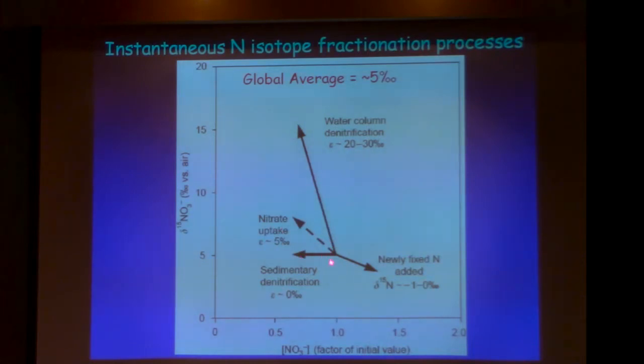Sedimentary denitrification takes nitrogen away, but because it happens in a closed system, there is effectively no influence on the delta 15N value of nitrate. Nitrate assimilation, again, removes it with a small isotope fractionation, so it will increase the nitrogen isotopic composition of the residual nitrate. And water column denitrification can change the nitrogen isotopic composition of nitrate a lot.